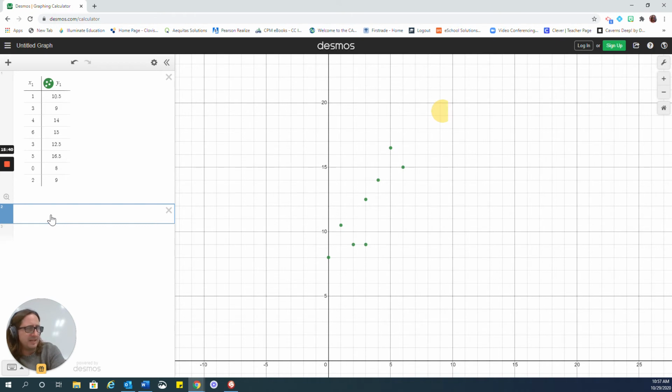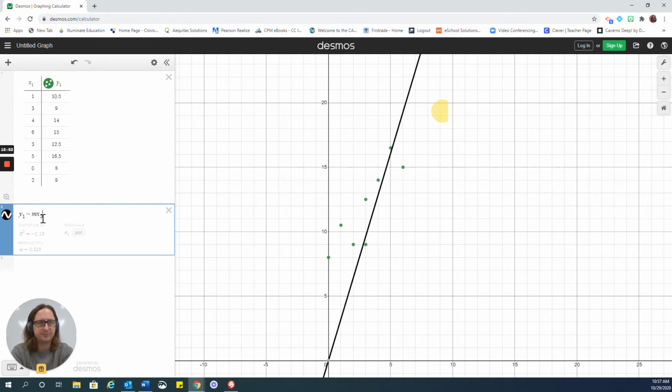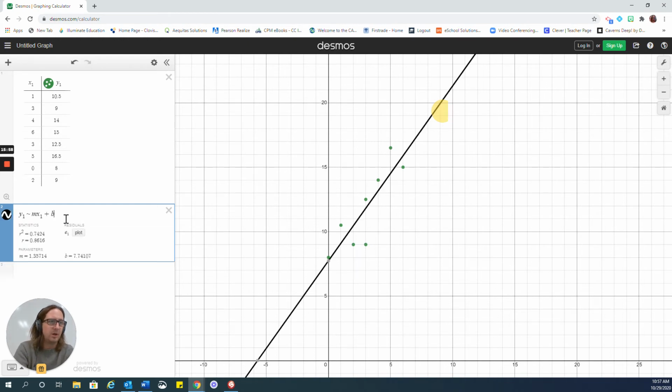So Julia should find out what the least squares regression line is for this one. So we're going to say y1, because over here these are all y1s, is approximately m x1. So we're using the x1 over here, so that's what we're telling Desmos to do. And then plus b, because we want a linear equation. And yeah, good job, Desmos. That goes through the middle pretty well.